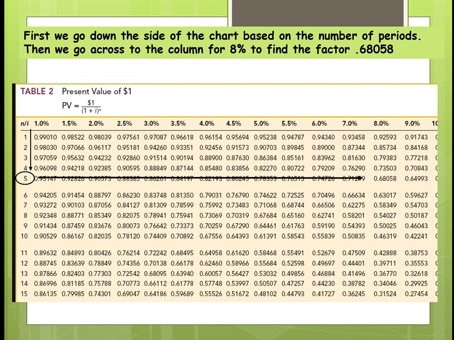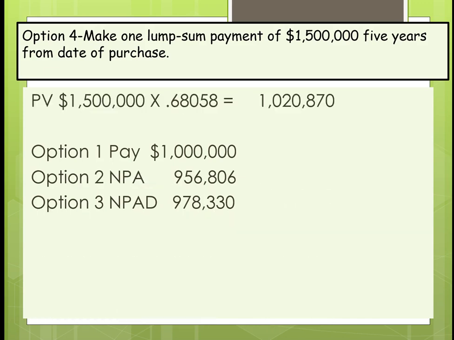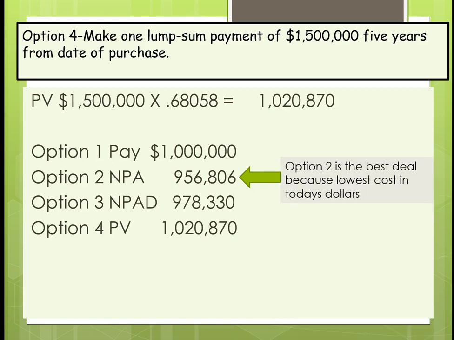And our factor will be 0.68058. Now we're going to multiply our 1.5 million times that factor. And we end up with $1,020,870. So our best option actually would be option 2 because it is the lowest in today's dollars.